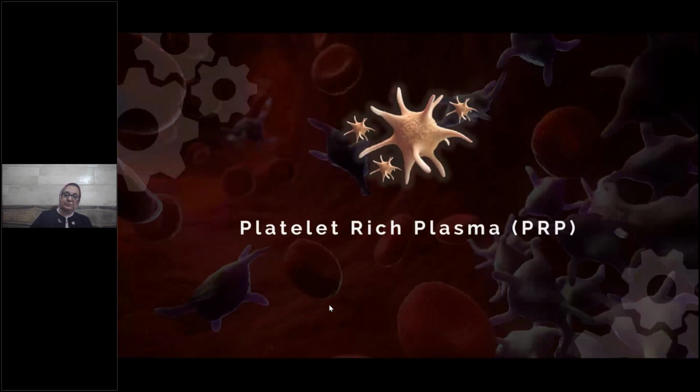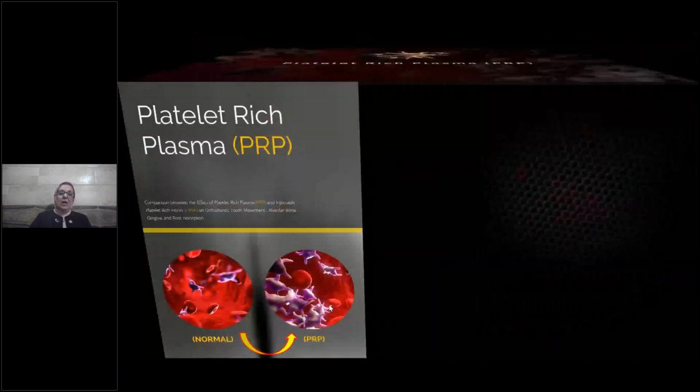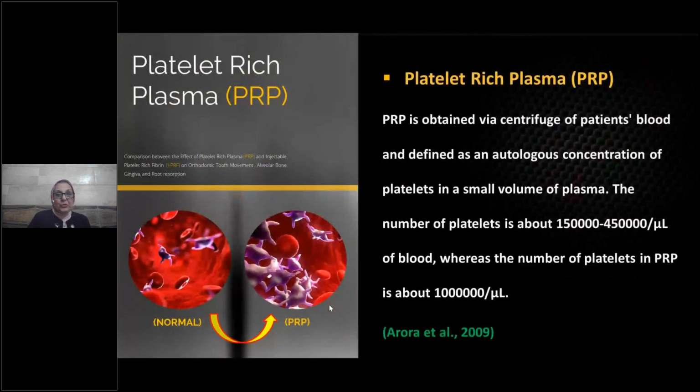Platelet-rich plasma is obtained via centrifugation of the patient's blood and defined as an autologous concentration of platelets in a small volume of plasma. The number of platelets is about 150,000 to 450,000 units per microliter of blood, whereas the number of platelets in PRP is about 1 million.